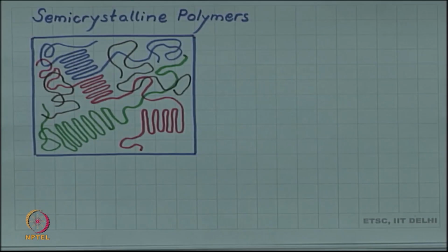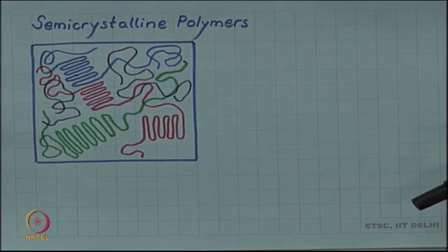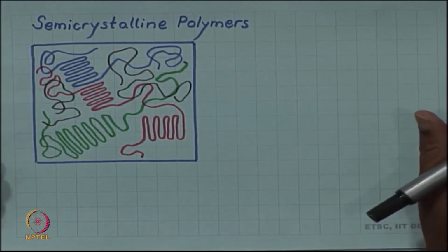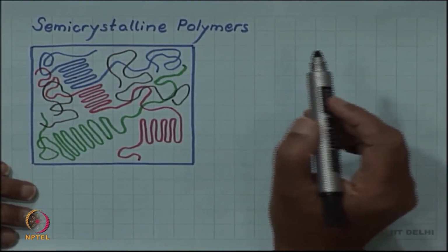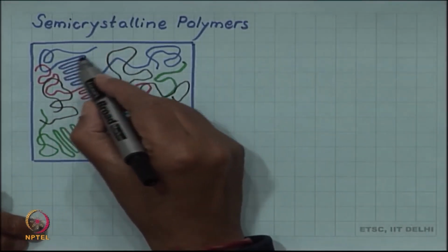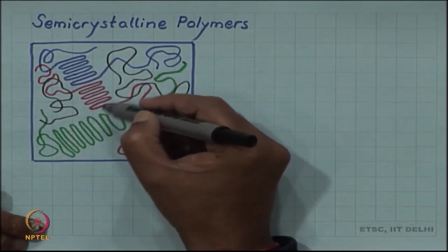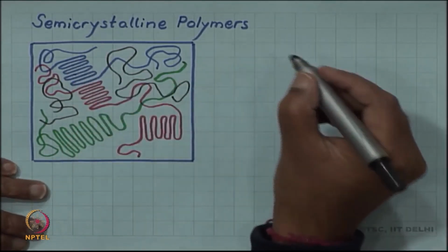So, here, schematically, a two-dimensional schematic of a semi-crystalline polymer is shown. What you should note here is that the crystals form by folding of the chain. You can see this blue chain or the red chain are folded.